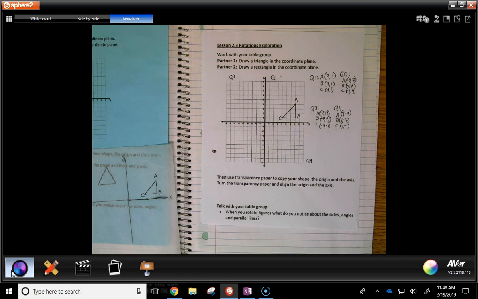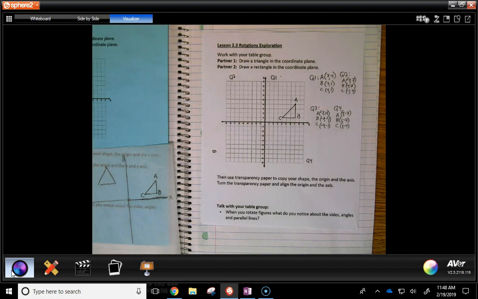When I translated, I added or subtracted to my coordinate points. When we did reflections, if it reflected on one of the axes, we said it changed from positive to negative, or negative to positive. Now with rotations, we're going to see what the change is.